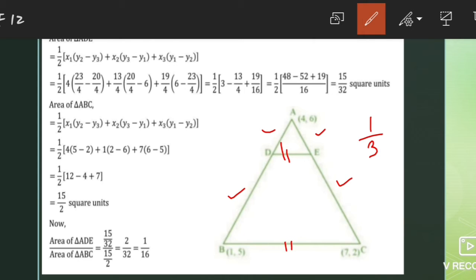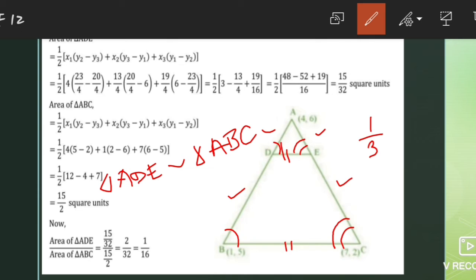Now since they are parallel, this angle will be equal to this angle by corresponding angles. This angle will be equal to this angle. That means by AA similarity, you can say that triangle ADE will be similar to triangle ABC. For both triangles, angle A is common, so they are similar.